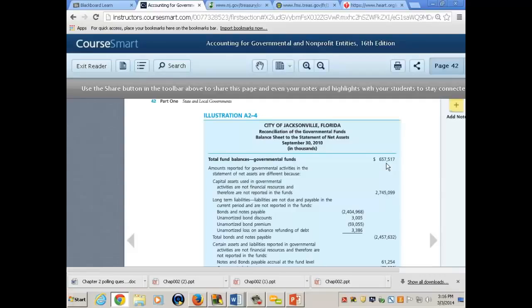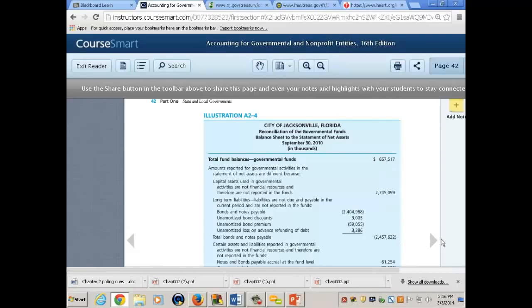And that's the reason why people get confused. Different bottom lines. Net assets are different than fund balance. So somebody says, where's the difference? Well, the difference is all here. Capital assets are not shown, and so on and so forth.